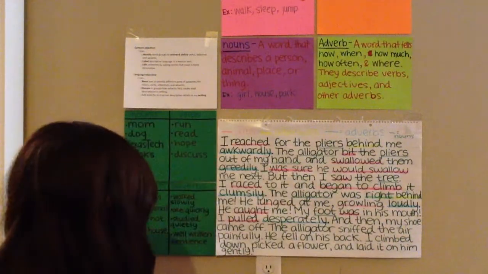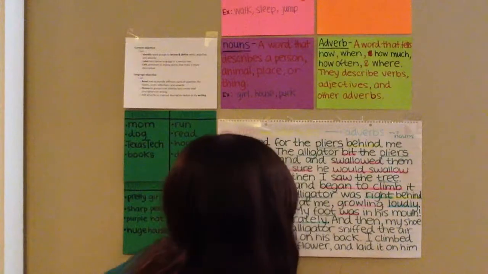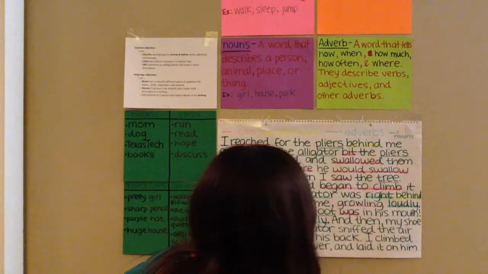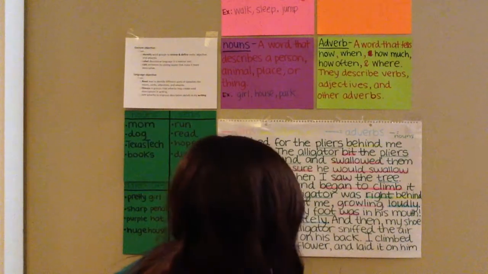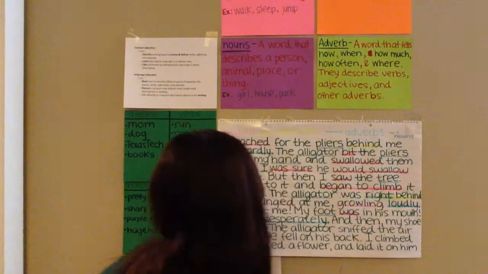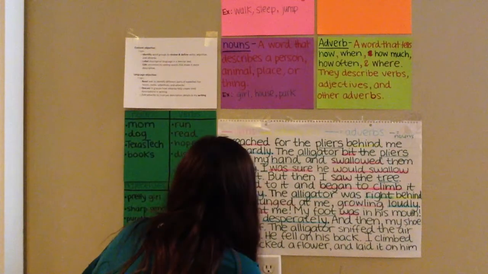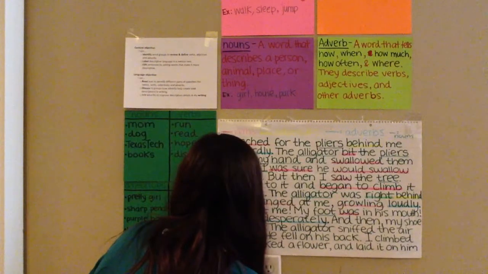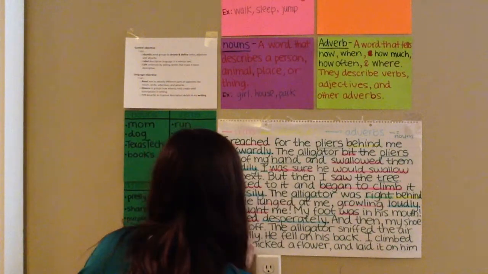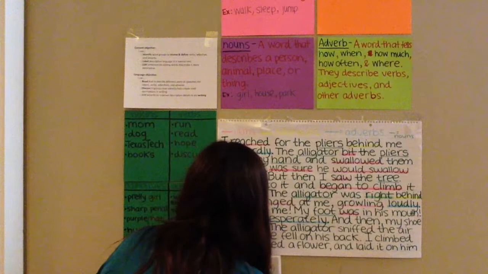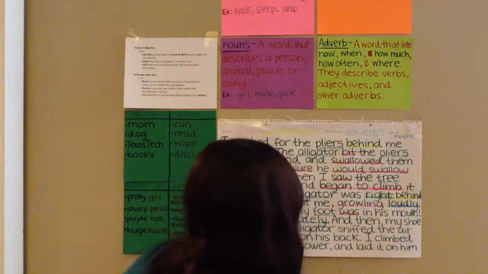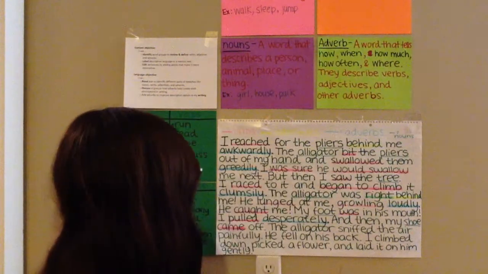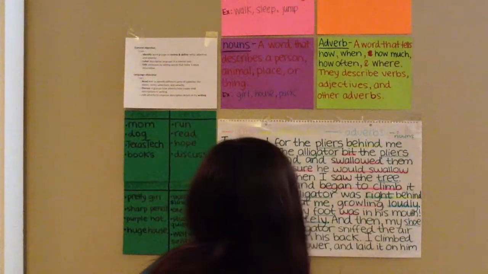We're almost done. A couple more sentences. And then my shoe came off. Okay. So the word came is a verb. And shoe is the noun that is performing this action. Good job. Okay, let's look at the next sentence.